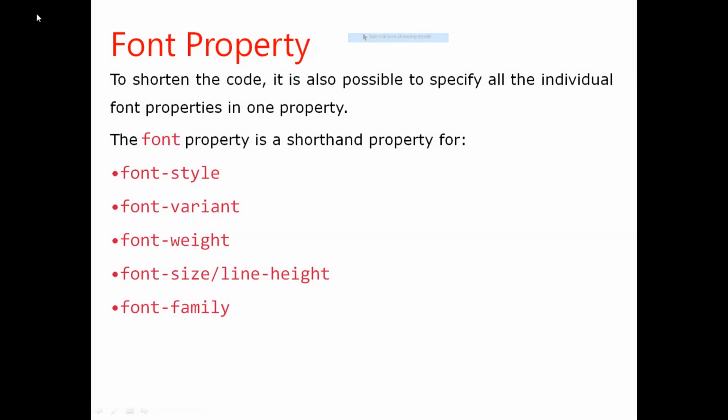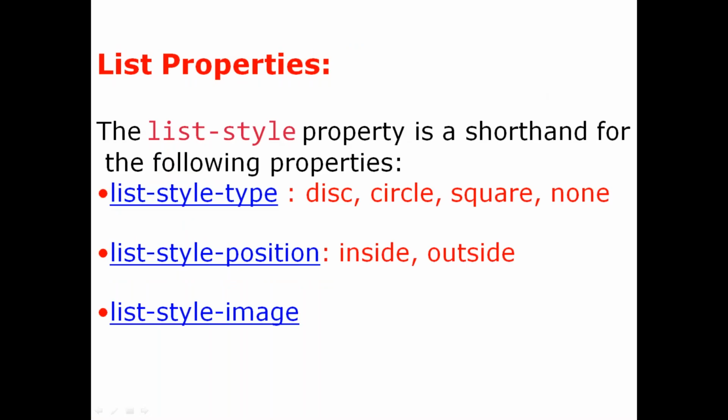Now the next one is the list property. What do we mean by list property? You already know there are different types of lists: an ordered list, an unordered list, and a description list. If you want to apply any list properties using CSS, you can apply these 3.